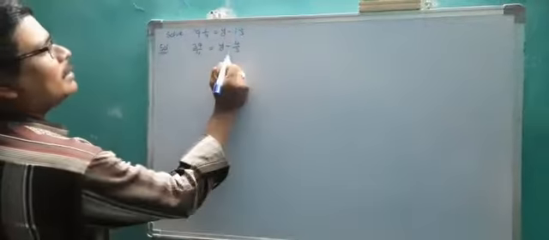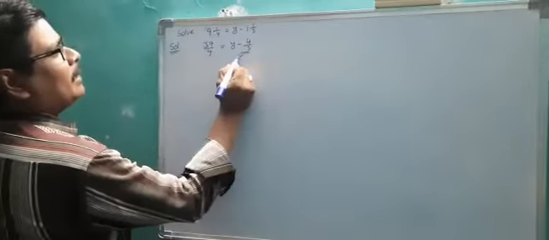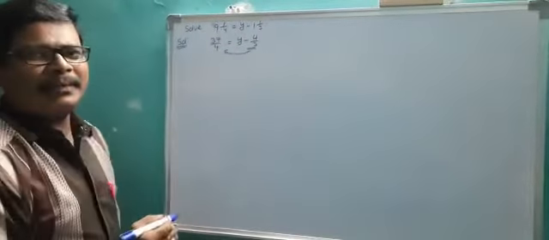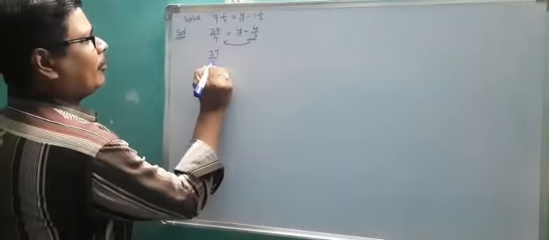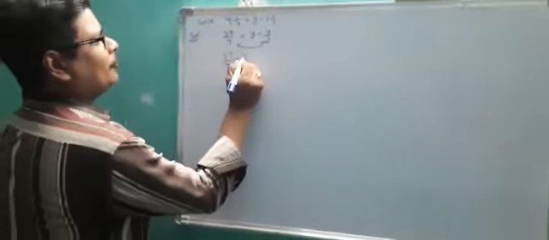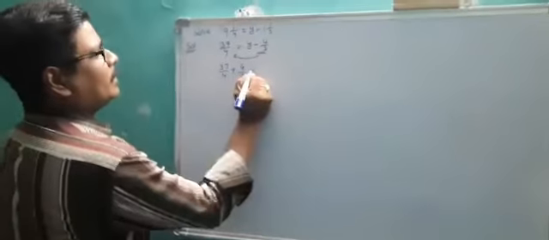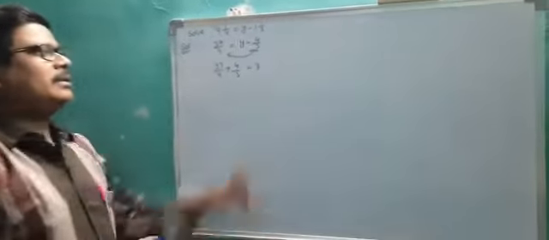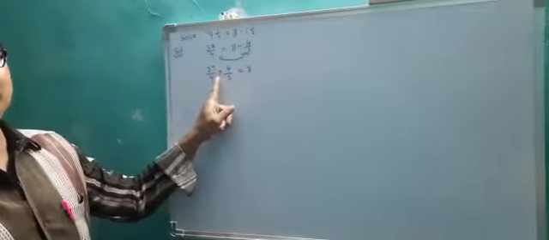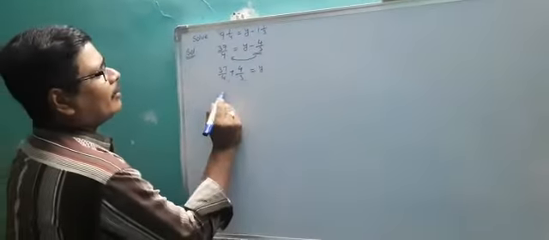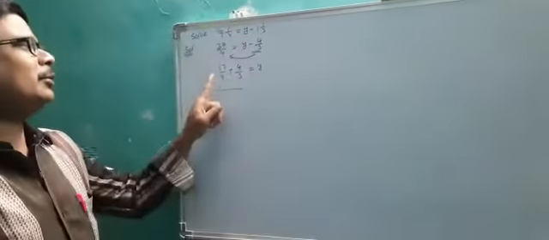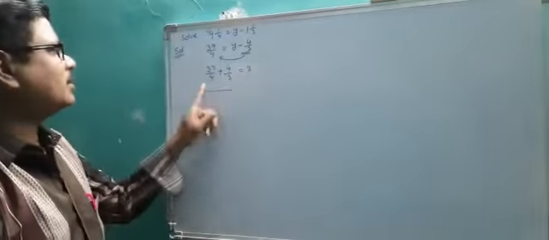That means this is minus 4 by 3. After transposition, it becomes a positive quantity. So 37 by 4 plus 4 by 3 is equal to 1. So this is a negative quantity. After transposition, it becomes a positive quantity. Okay, now simplify these two rational numbers.